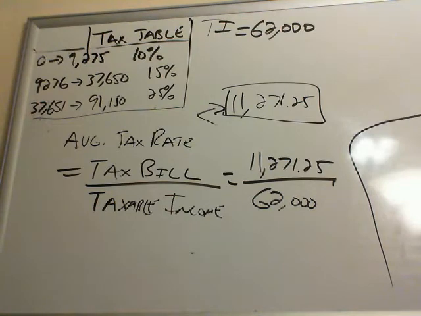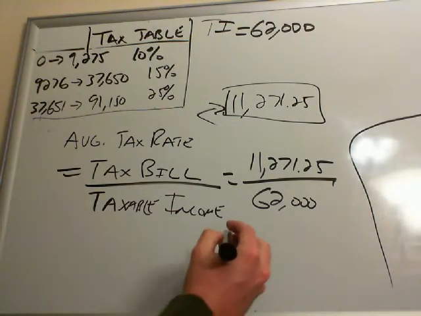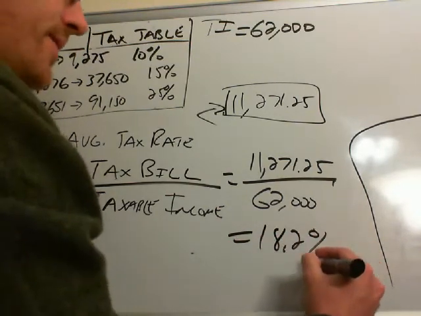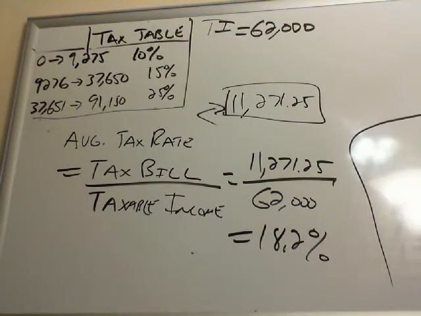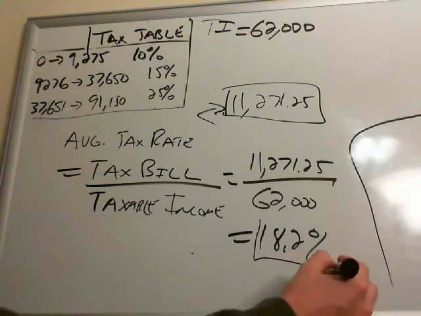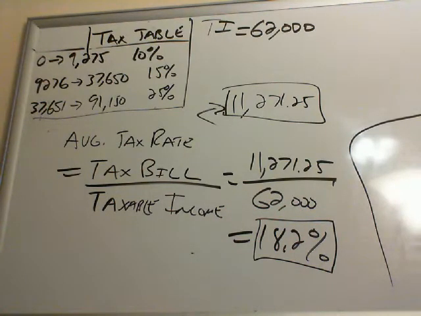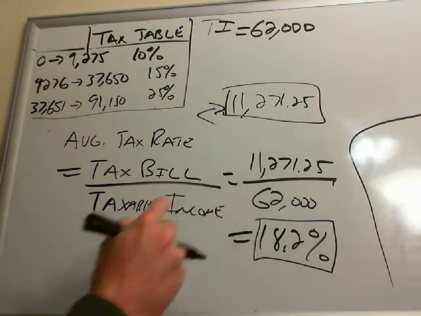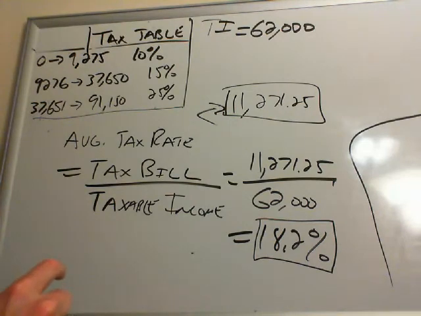Let me get out my trusty calculator here. Equals 18.2%. So, although we make enough money to be in the 25% marginal tax bracket, our income is actually only taxed at a rate of 18.2%. In other words, we only lose 18.2% of the $62,000 of taxable income. And even much less when you look at our gross income at the very beginning as well, because it would be much higher than $62,000.